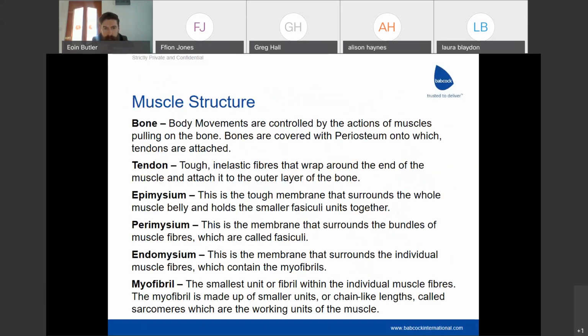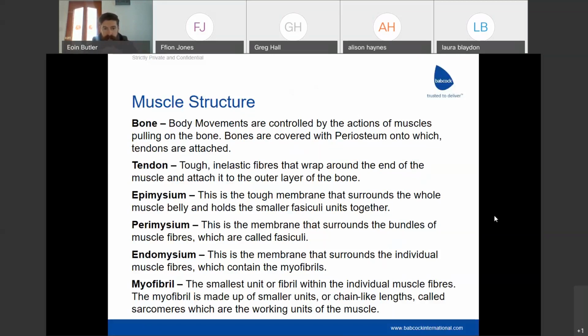So the bone. Body movements are controlled by the actions of muscles pulling on the bone. Bones are covered with periosteum onto which tendons are attached. So a tendon will attach to the periosteum of the bone. So the periosteum is like a cling film that surrounds the bone. Okay, this is where the bone gets its blood supply and its nerve supply. But the tendon will also attach onto the periosteum of the bone. So the tendon itself is a tough, inelastic fiber that wraps around the end of the muscle and attaches it to the outer layer of the bone.